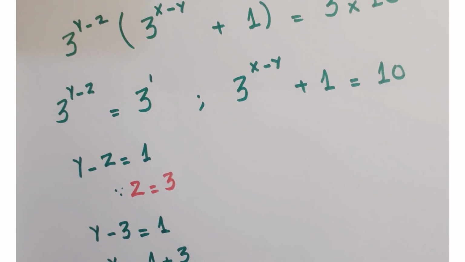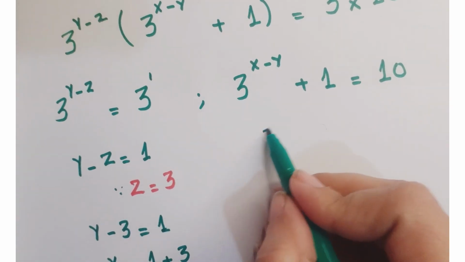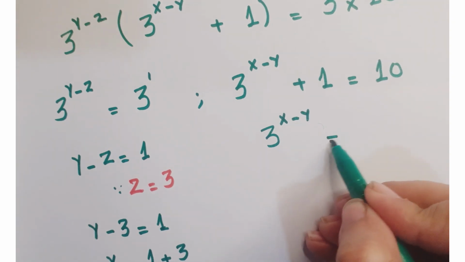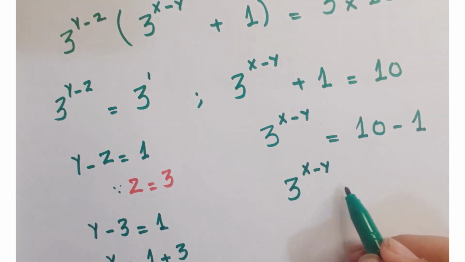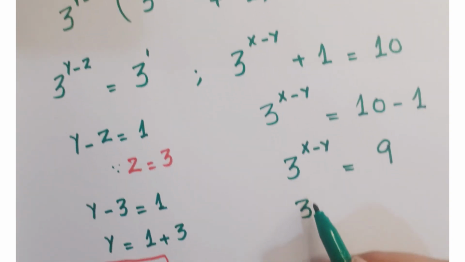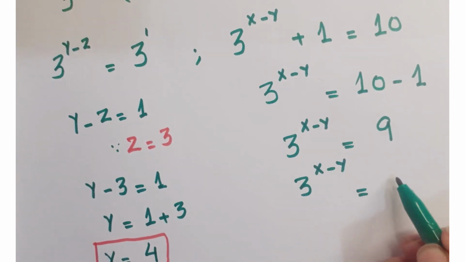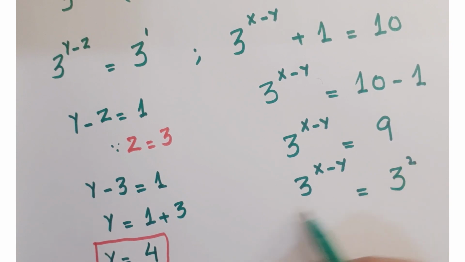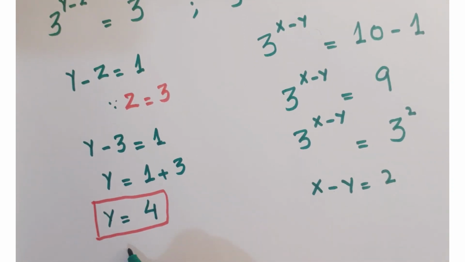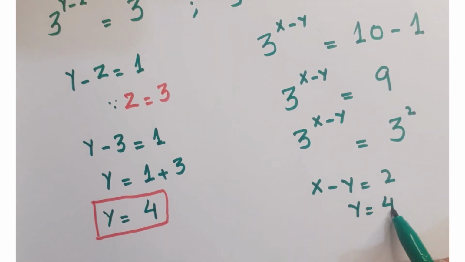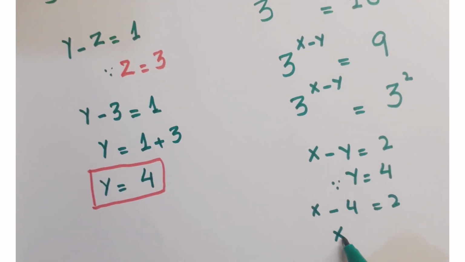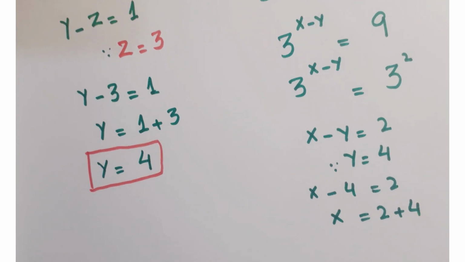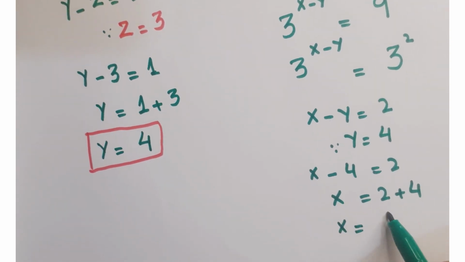Now working on this equation, just move this 1 to the right hand side, so this is 3 to the power x minus y is equal to 9. Further you can write this 9 as a power of 3. Again we have the same bases, so we can just equate their exponents. Since we calculated y has a value 4, putting this value, you can say x is equal to 2 plus 4. So x is equal to 6.